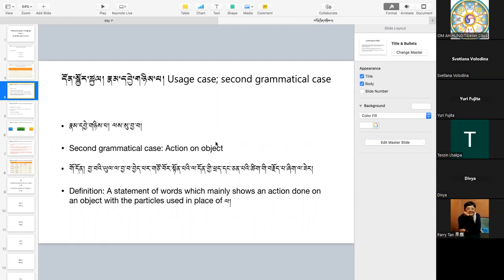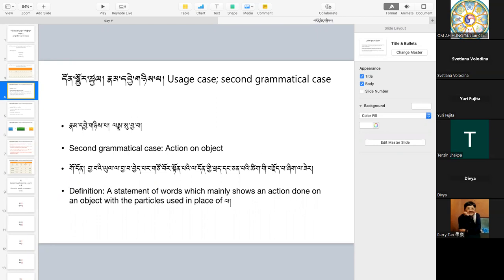And these two are a very important part, a compulsory part of the structure of a sentence or a statement that is considered to be a second grammatical case. So second grammatical case is nothing but a type of sentence. And so the syntax or the structure of that sentence is le suchawa, or action on object.